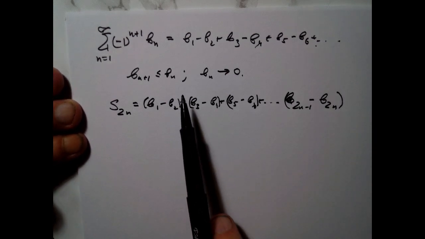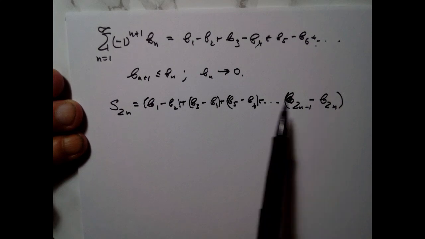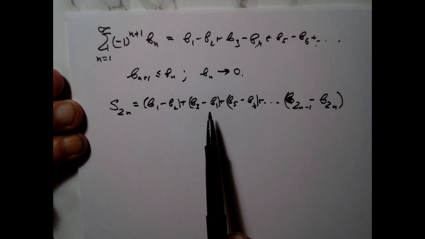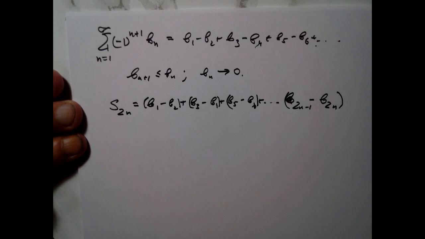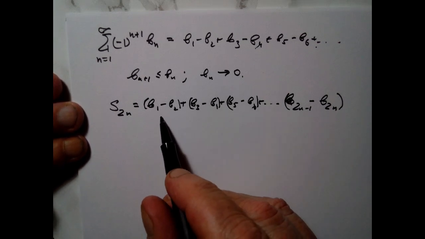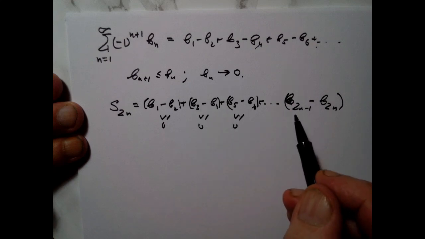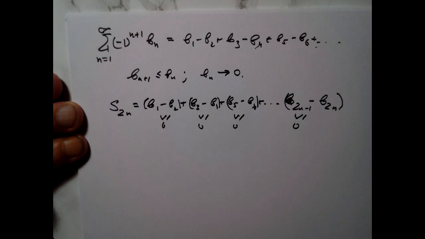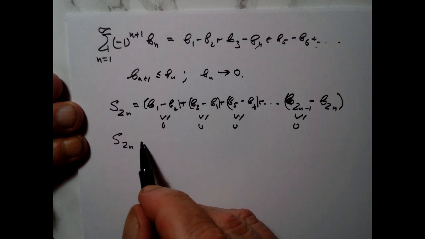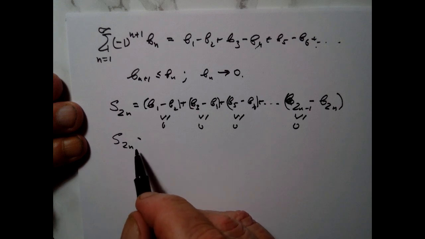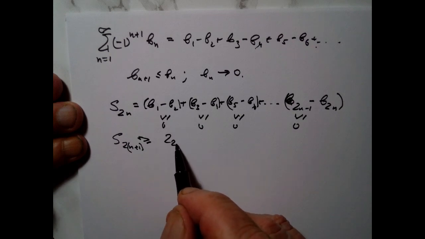So notice that because b2n minus 1 is greater or equal than b2n, b2 is greater or equal than b4, b5 is greater or equal than b6, I'm going to conclude from here that all the terms of the series are greater or equal than 0. Agree? And therefore S2n plus 1 is greater or equal than S2n.